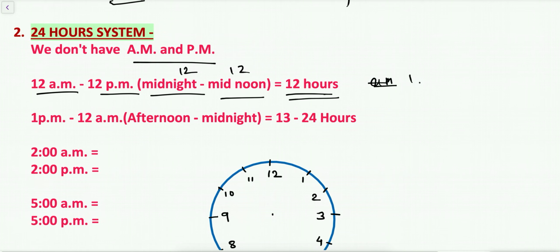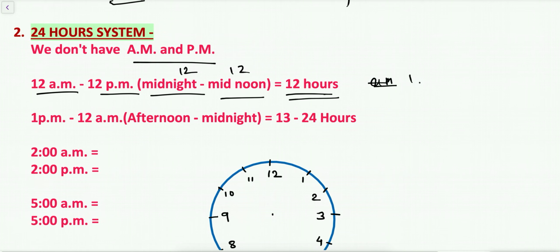Similarly, 3 a.m. will be 0300 hour in the morning, and 3 p.m. will be 3 plus 12, that is 15 hours.